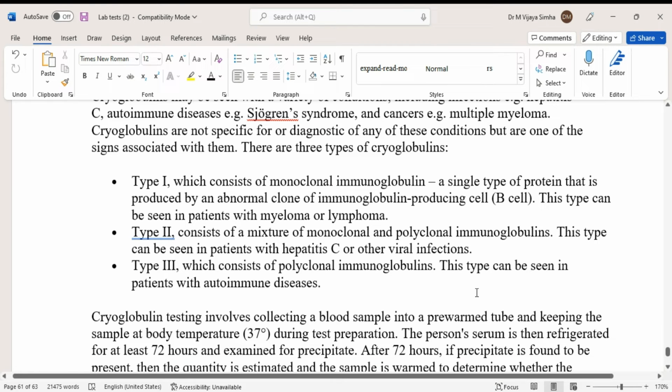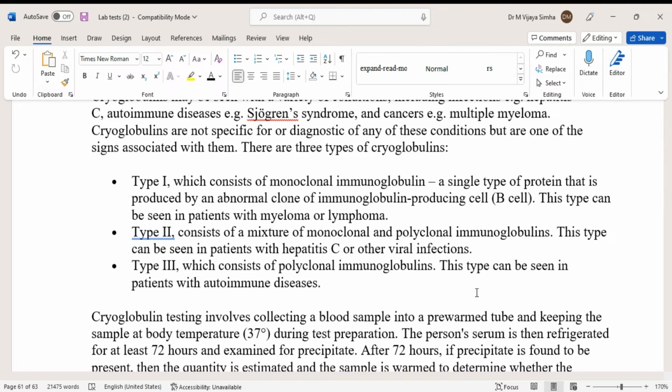Type 1 consists of monoclonal immunoglobulin, a single type of protein that is produced by an abnormal clone of an immunoglobulin producing cell, a B cell. This type can be seen in patients with myeloma or lymphoma.